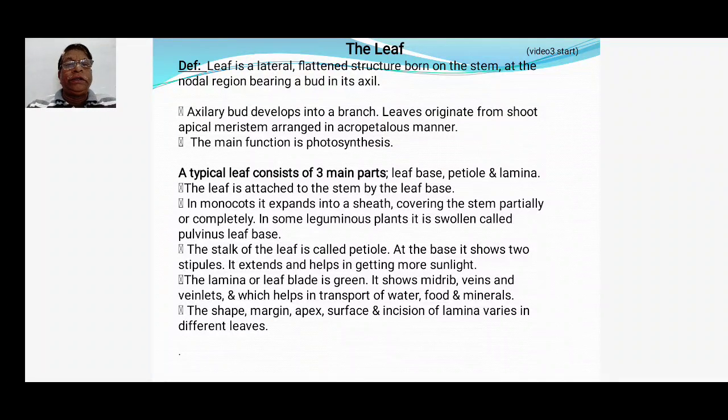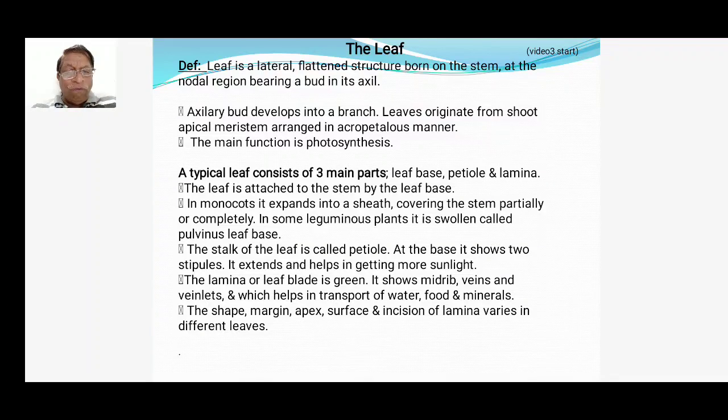Dear students, in our previous class we discussed stem and its modifications. In this class, let us study the leaf and its modifications. Leaf.